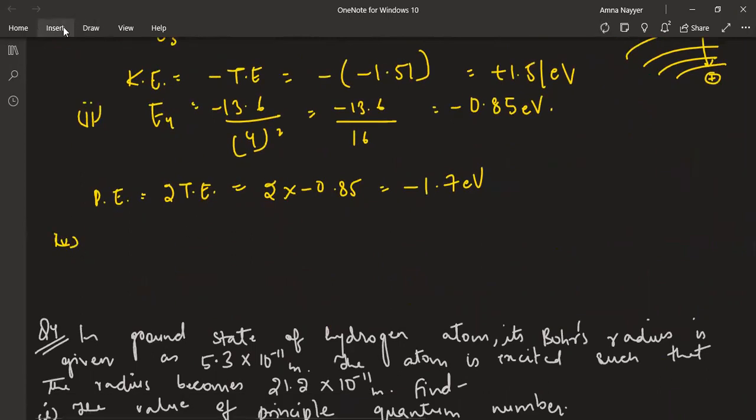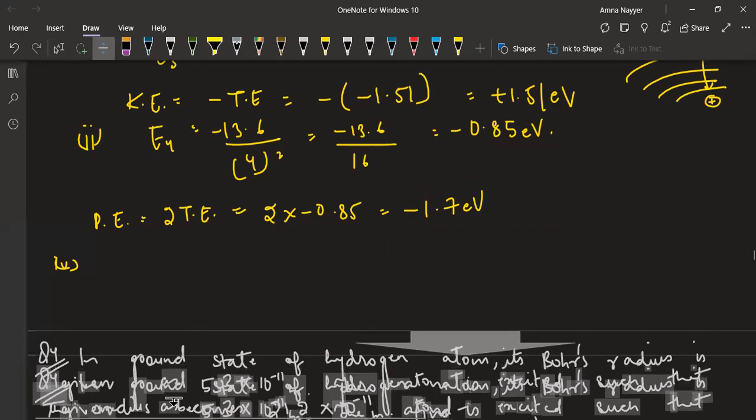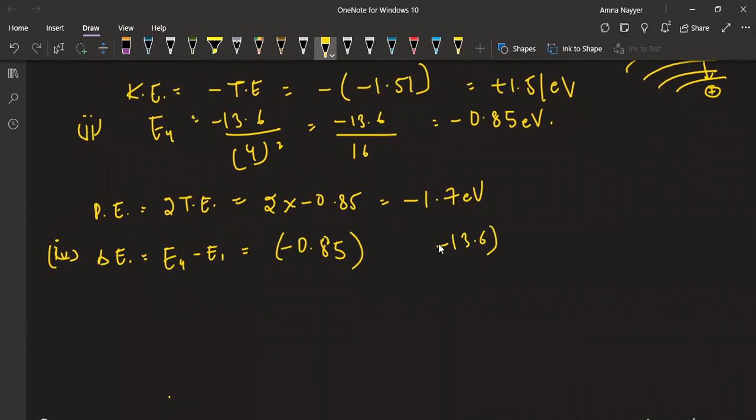For the fourth part, just put in the energy difference that is coming. See, what will be the energy difference if it is jumping from fourth to one? Final energy minus initial energy. So E4 is minus 0.85. And what is E1? Minus 13.6. So just subtract both of these. This will become 12.75 electron volt.